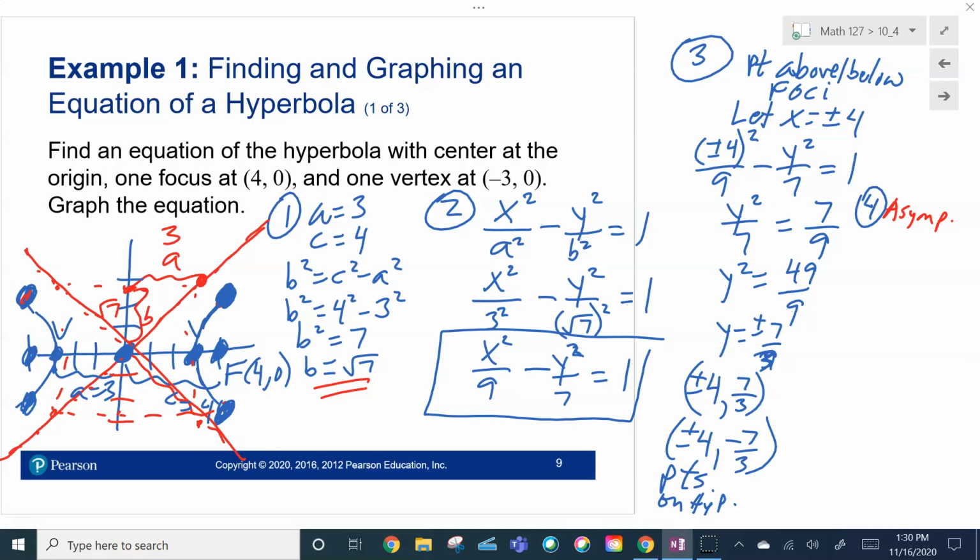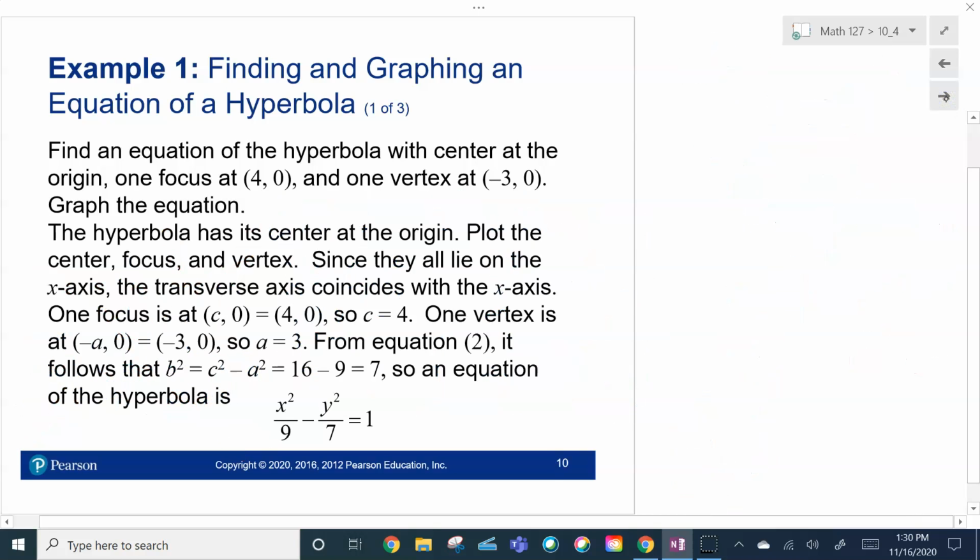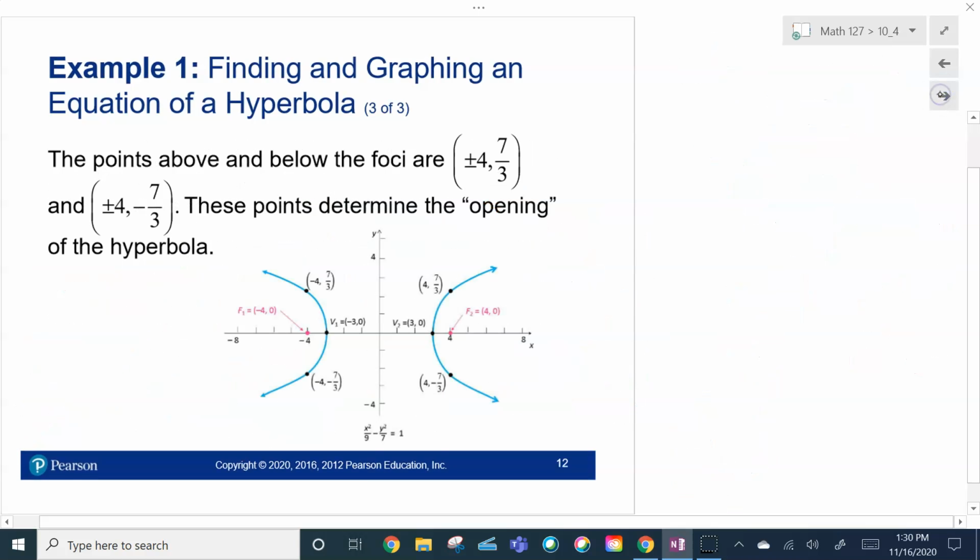And that just helps you draw this hyperbola. I know I'm not the greatest drawer here. Y equals plus or minus b over a x. So y equals plus or minus root 7 over 3 x are the equations for both of those asymptotes, right? They should be dotted lines, but I have a hard time drawing those. Okay, here they are. There are your asymptotes that we drew to help us draw how wide it is.